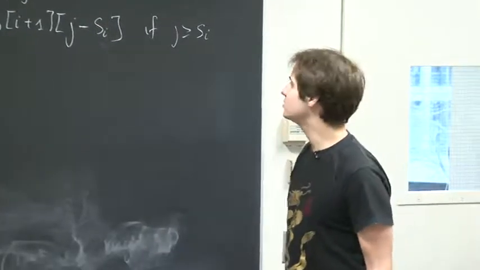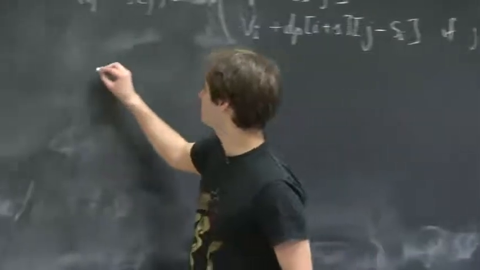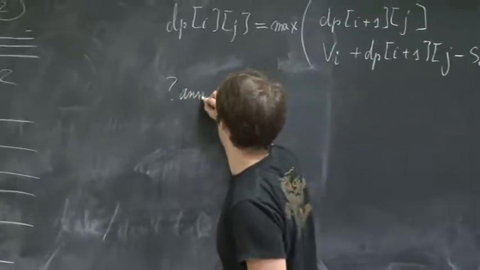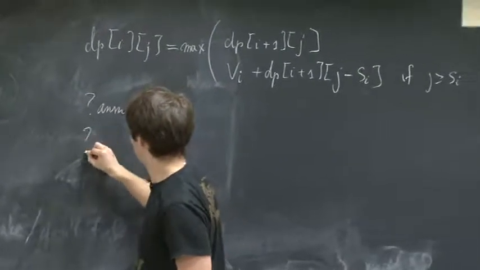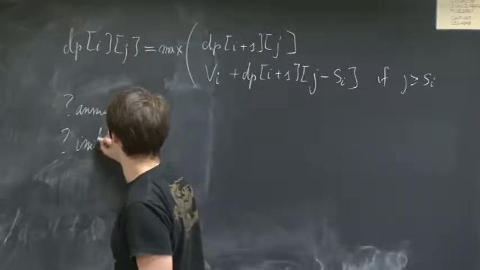Okay, so we need two things. We need to know where the answer is going to be, and we need to know what the initial conditions are.